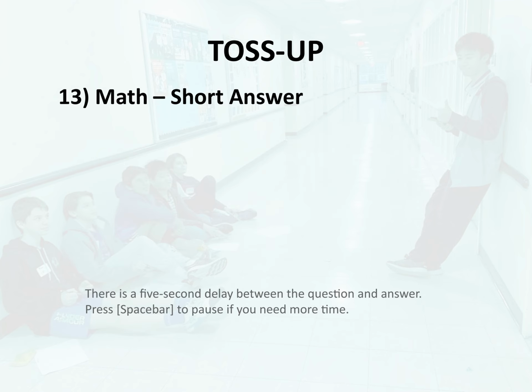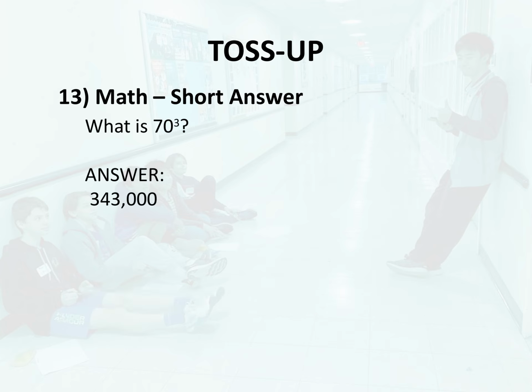Toss-up, 13. Math, short answer. What is 70 cubed? Answer: 343,000.